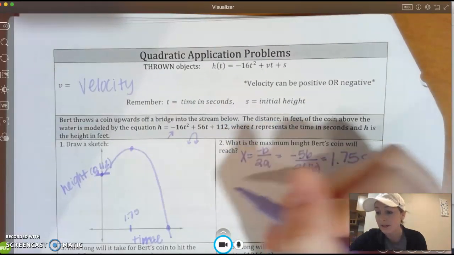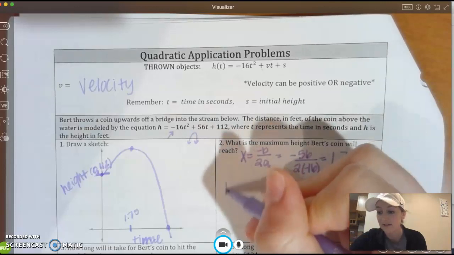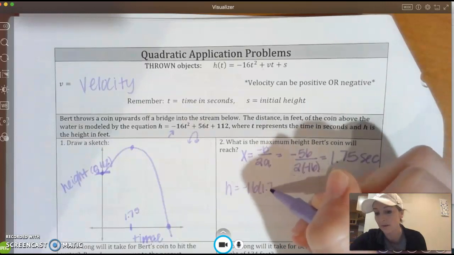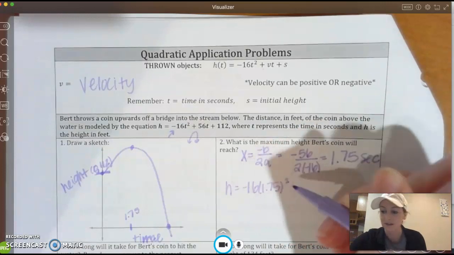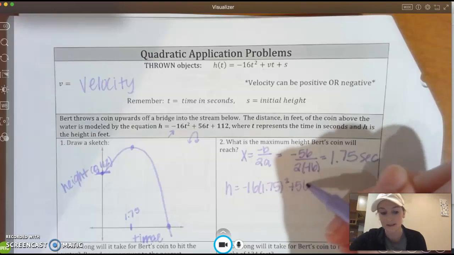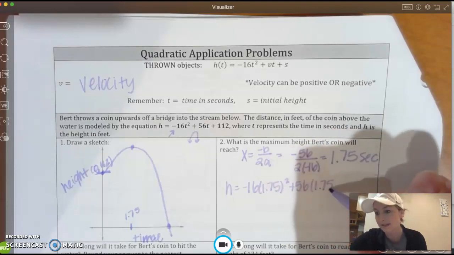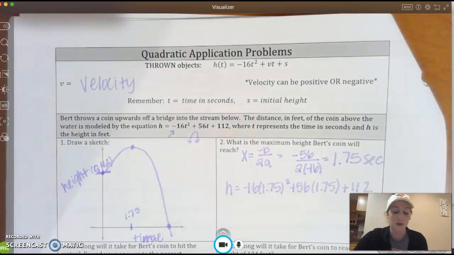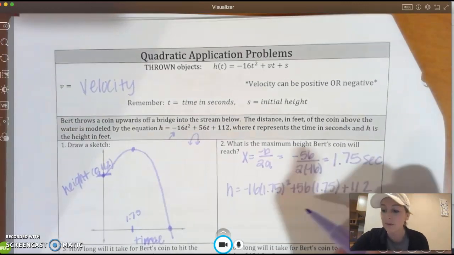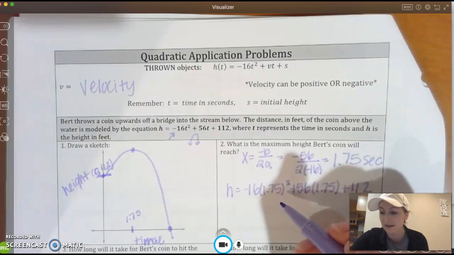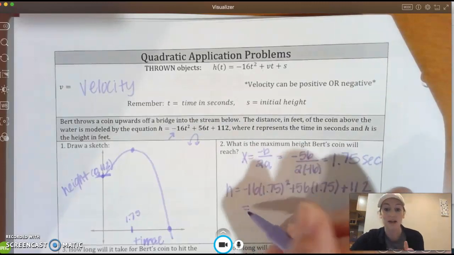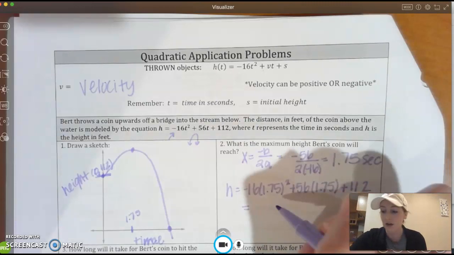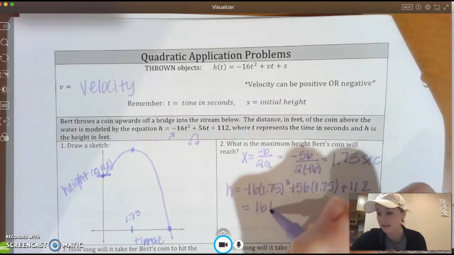So we can say that our height is negative 16 times 1.75 squared plus 56 times 1.75 plus 112. Okay, so we square 1.75 and multiply it by negative 16. I would encourage you to pause and try putting this into your calculator on your own. And this is going to give us 161 feet.